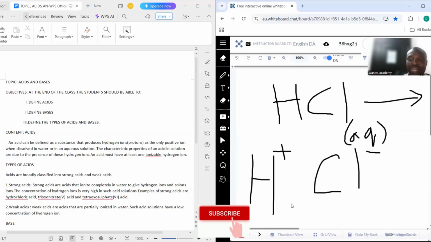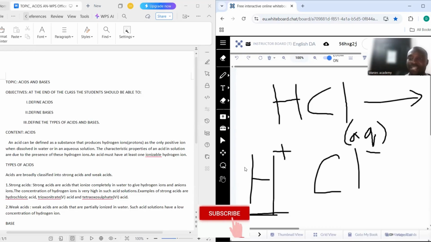So simply put, an acid must have at least one ionizable hydrogen ion. Take note of that. That's why we define an acid as any substance that produces hydrogen ion as the only positive ion. You can see the only positive ion here is this hydrogen ion. The reason why an acid must have at least one ionizable hydrogen ion is because the characteristic property of an acid in solution is defined by the presence of these hydrogen ions, or the ability of the acids to produce hydrogen ions in solutions.